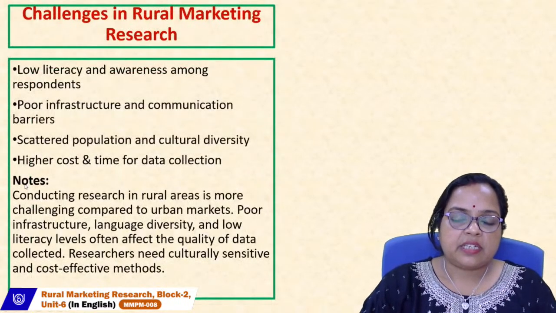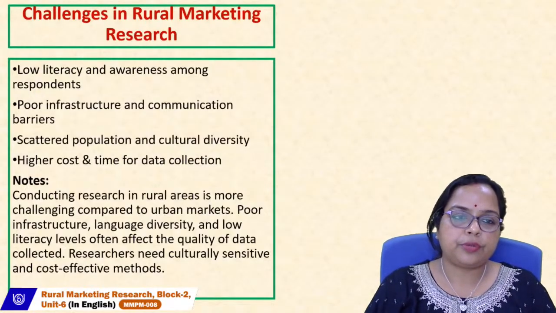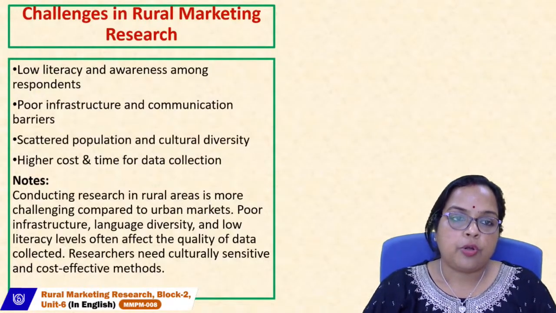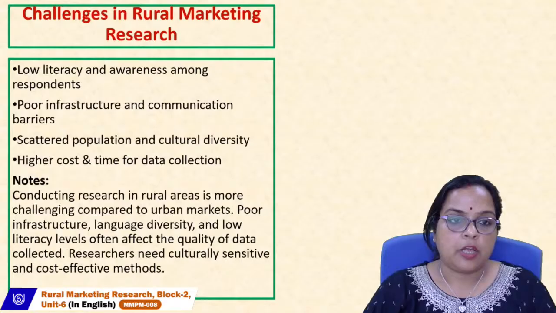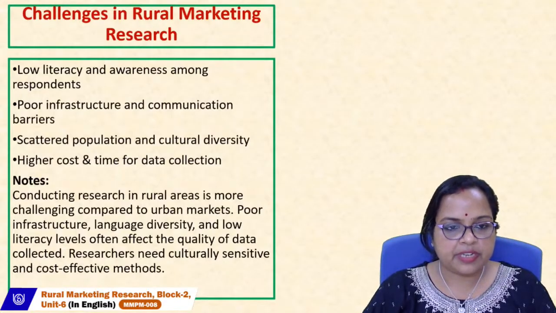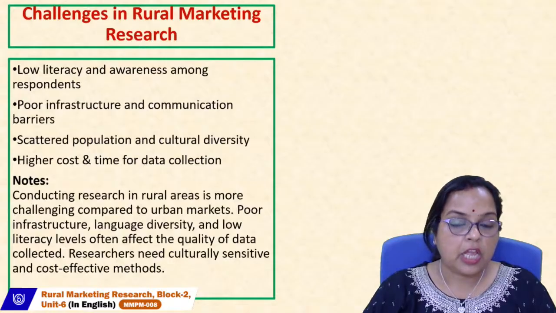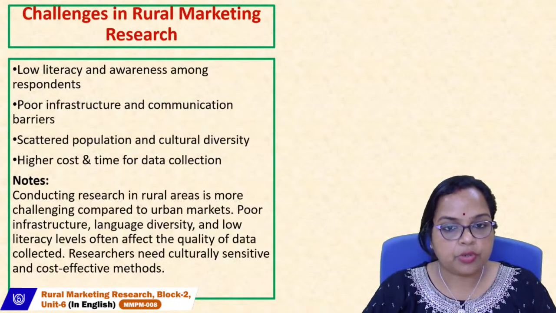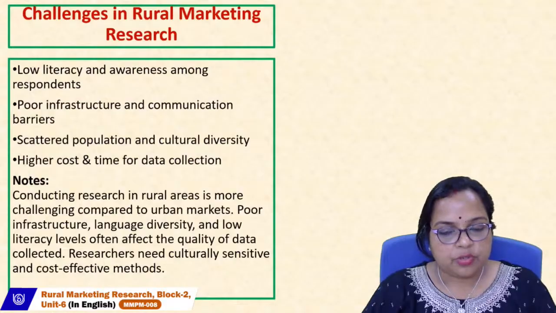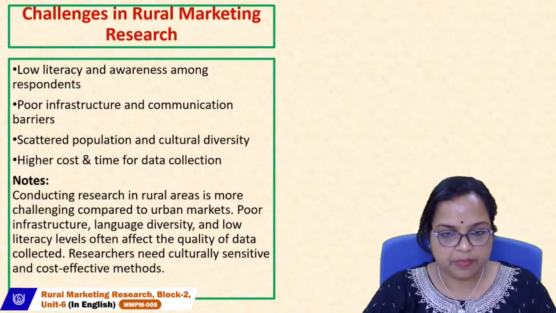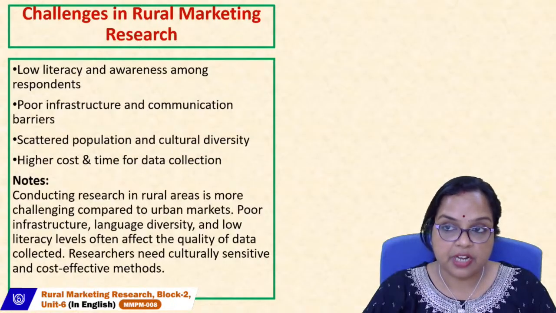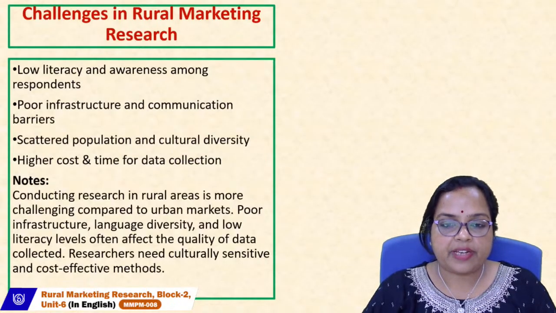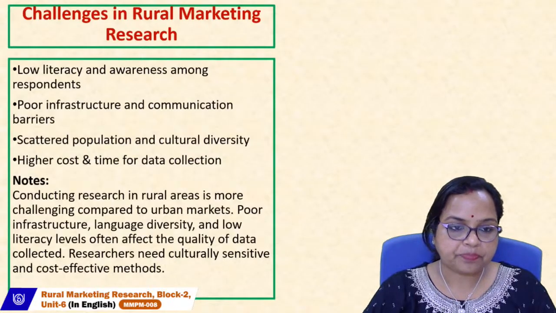But there are many challenges associated with it. Like we know, the rural market is attached to a low literacy rate, and they are not aware of the product features. There is poor infrastructure and communication barriers, scattered population and cultural diversity. In the last unit we also discussed the hook of cultural diversity in the rural market. They are purchasing products as per their requirement of cultural celebration, and they are highly guided by the cultural aspect being an influential factor for their purchase decisions.